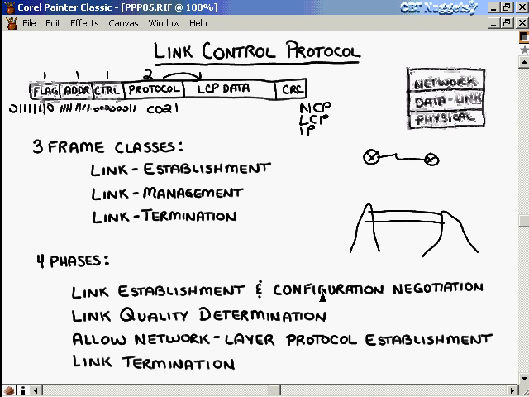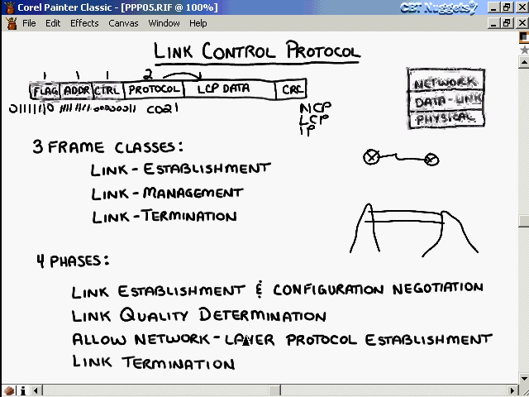Then we have link quality determination. That's periodic tests that are going to run through and make sure, for our analogy here, that the strength of these ropes is holding up. In other words, that I have connectivity over my data connection for the network. Then we're also going to allow network layer protocol establishment. In other words, we kind of sit back here and allow the NCP portion to do its job.